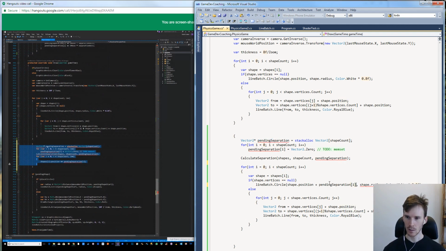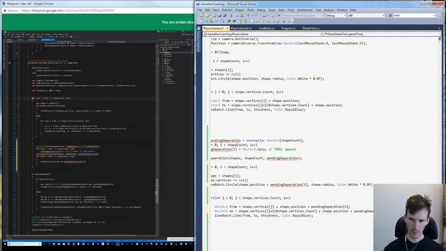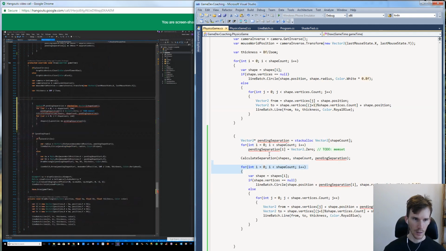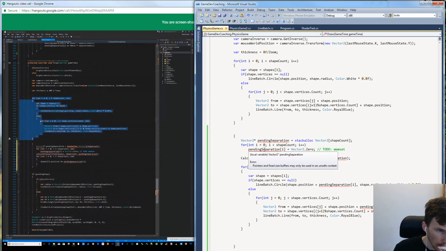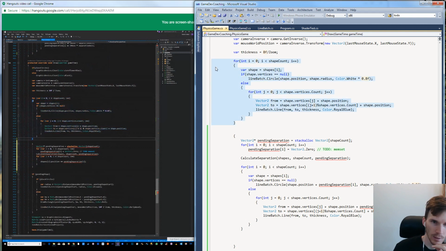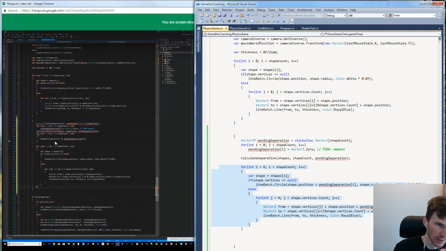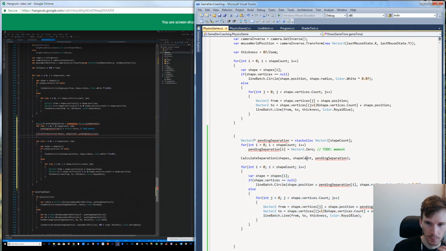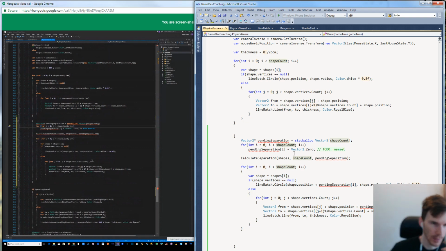I think I lost you now. Sorry, you moved. I just kind of lost you. Okay. So there's the first loop. I've copied this loop into... Oh, I see. Into here, and I've replaced the one that actually applies the pending separation. So I've gotten rid of this entire loop because this is the one we want. This is gone. Now you're good.